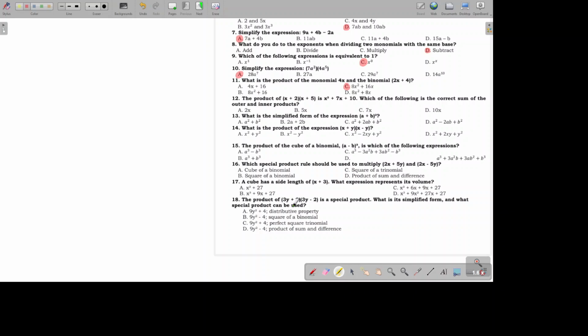Number 12. The product of x plus 2 times x plus 5 is x squared plus 7x plus 10. Which of the following is the correct sum of the outer and inner products? Okay, so remember, using the FOIL method, we have the first, outer, inner, last. So the outer and inner there is the sum of x times 5 and 2 times x, which is 7x. That's why our answer is letter C.